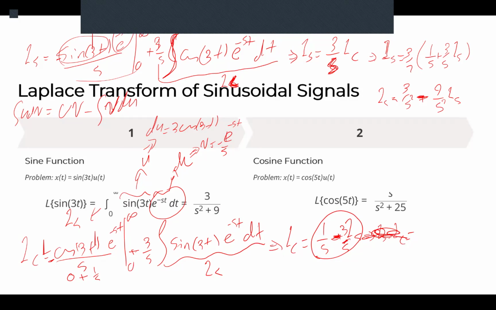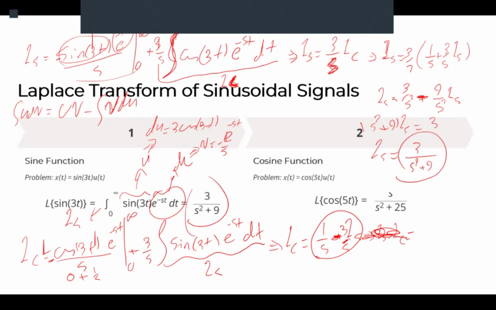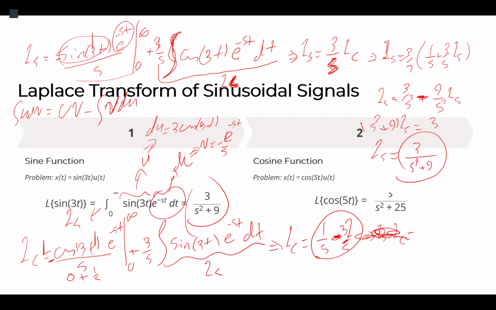So if we bring it to the other way and multiply everything by s, it's going to be s plus 9 times I(s) equal to 3. So I(s) becomes 3 over s plus 9, the same formula that we have. Do you see the derivation? So if you don't remember the characteristic of the Laplace, you can actually derive the integral and solve for the Laplace. Is that clear? Any question about that?